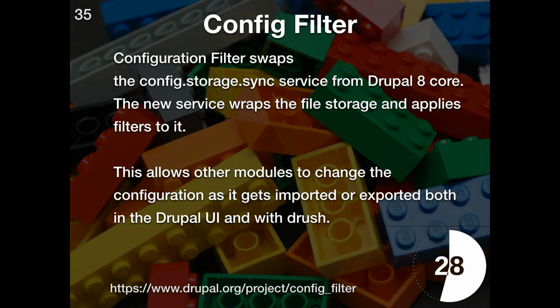Configuration would have something like, I don't know, an API key or something. You don't want to use the production API key in your development environment. So config filter helps do that split, so you can do it based on environment. You can import different configuration based on the different environments you're in.